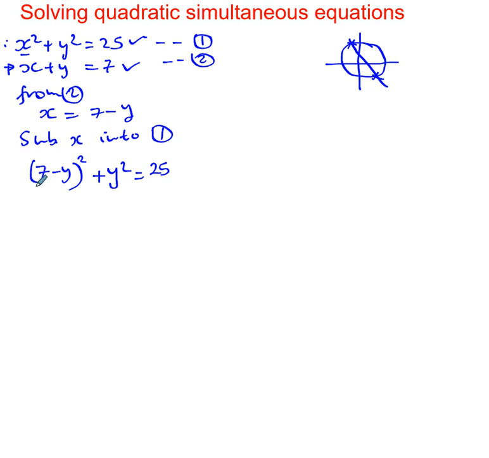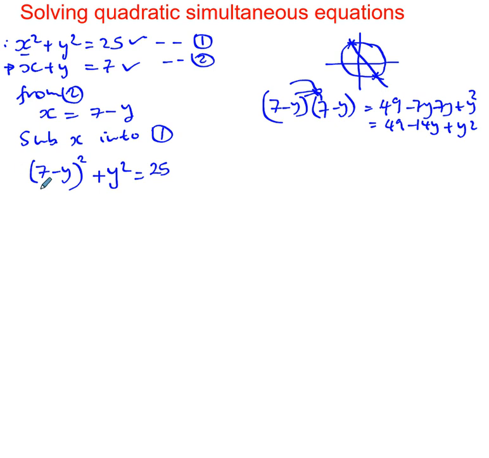Now, hopefully you know how to expand this. This means expanding double brackets. So if I just do it over here, 7 minus y, 7 minus y, this will give you 7 times 7, which is 49. Y times that, minus y times that, will give you minus 7y. And then this time that will give you minus 7y, and then negative y times negative y will give you plus y squared, which will give you 49 minus 14y plus y squared. So that's that part there. I'm going to rewrite that and write it down. 49 minus 14y plus y squared plus this y squared here equals 25.